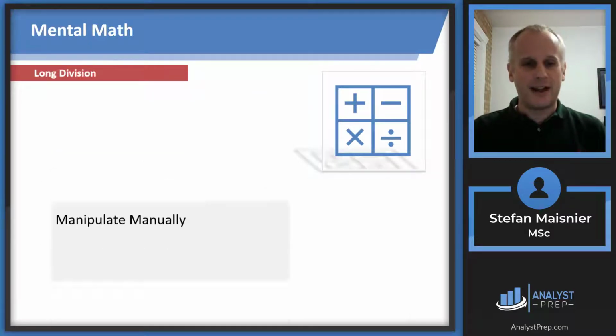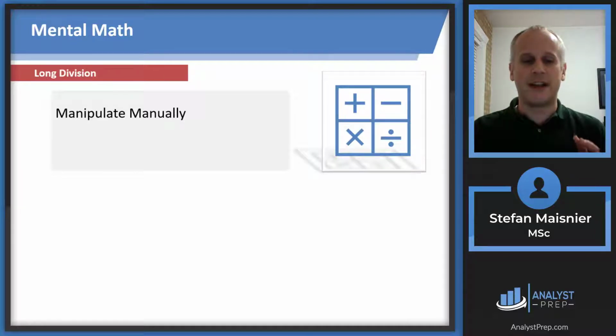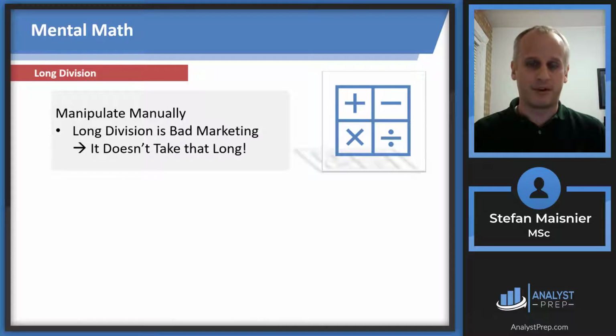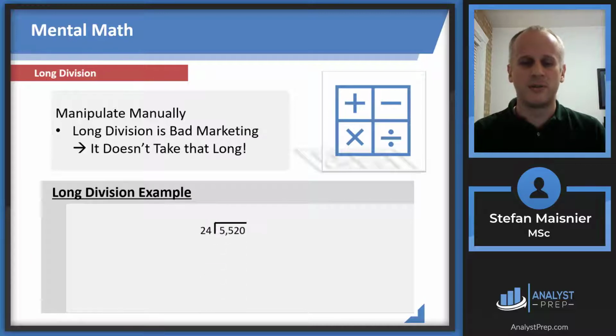Now, the last little bit here is going to be long division, and you kind of want to manipulate manually, but here's the good news. Long division is just bad marketing. I don't know who necessarily did the marketing, but it doesn't take that long. So let's take a look at an example of long division.